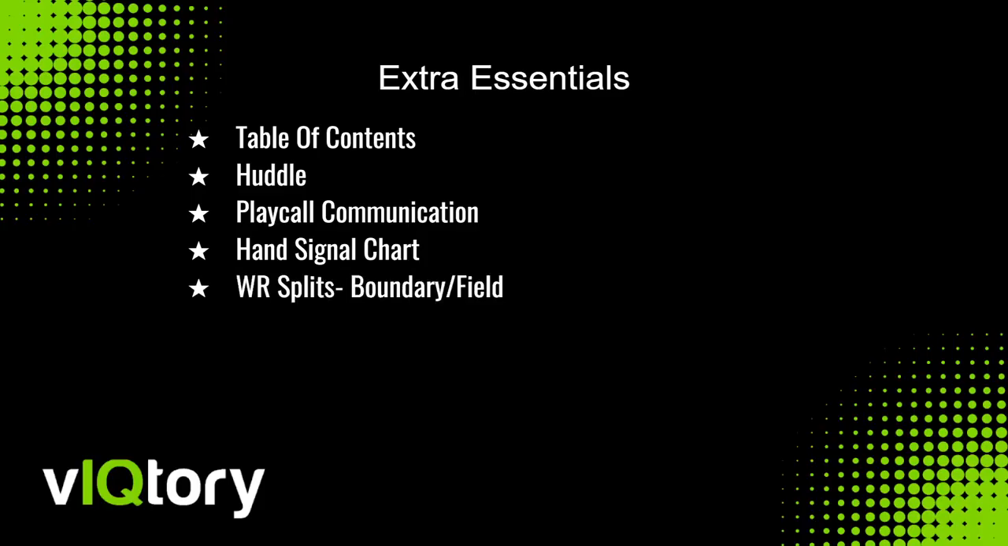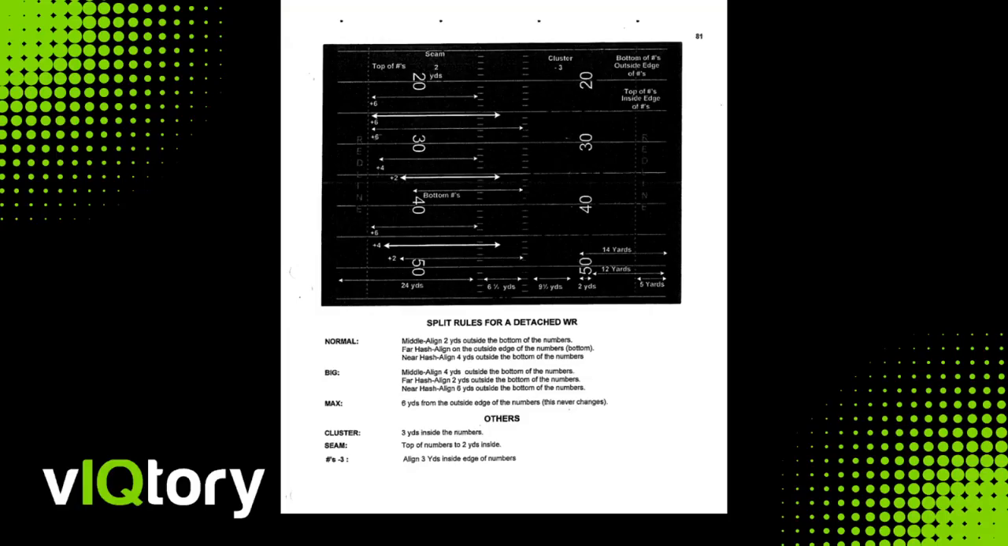So whether it's the boundary or the field, where is the wide receiver lining up when the ball is on the near hash or the far hash? Is he on top of the numbers, bottom of the numbers? It's very easy to make a label when the ball's in the middle of the field, but it's always good to have these answers when they're on the left or the right hash, and not having these answers can screw up the timing of the route and the distance the quarterback has to throw the ball.